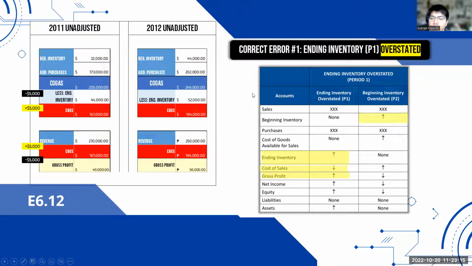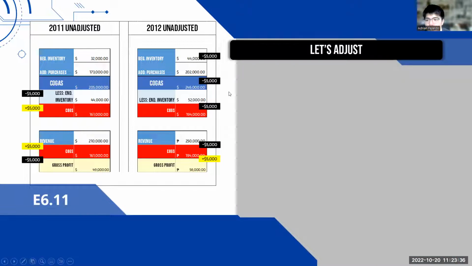Period 2, the mistake will cross over. So your beginning inventory is overstated, so we subtract 5,000. So sa COGAS, we subtract 5,000. Sa COGS, we subtract 5,000. And then finally, sa gross profit, we include 5,000. Right? Let's adjust.